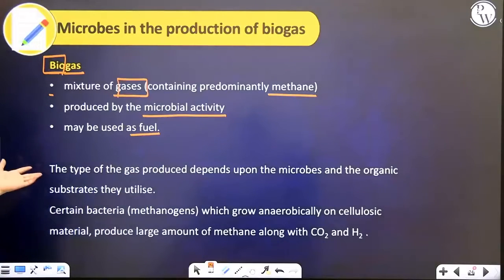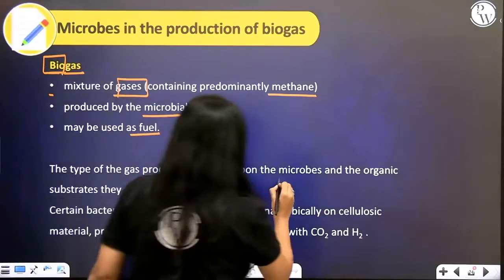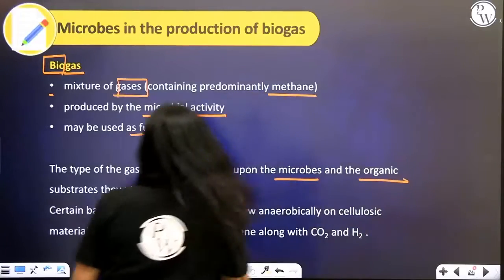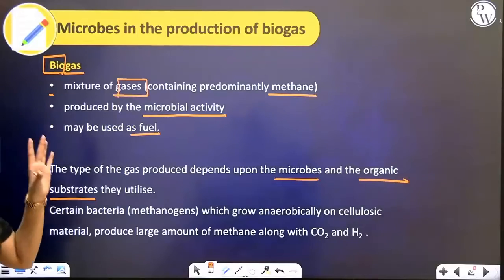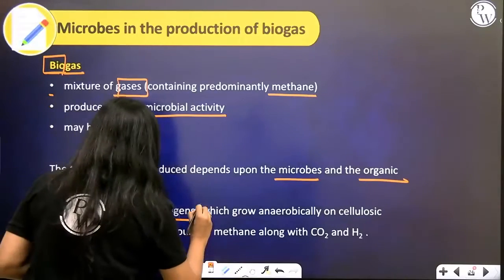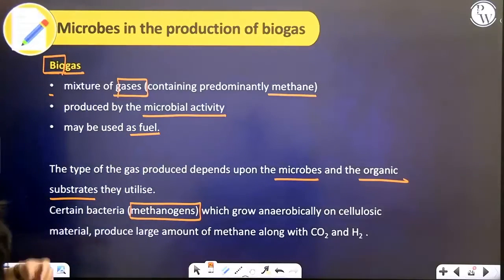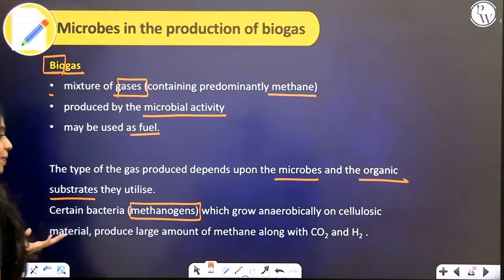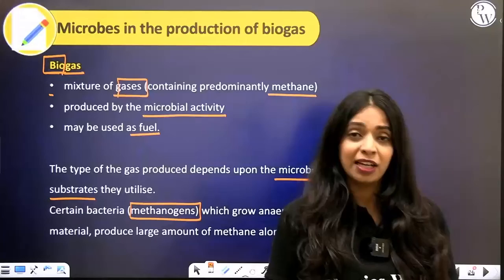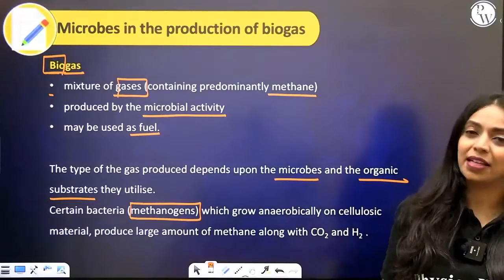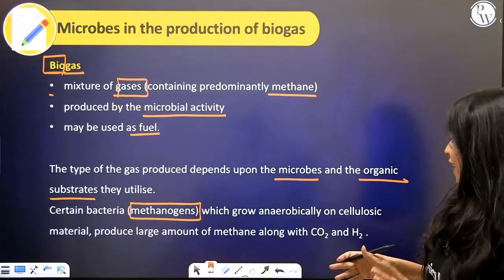The type of gas that is produced will depend on the microbes that are involved and what is the organic substrate that they utilize. You've learnt about methanogens under archaebacteria in biological classification in 11th grade, right? So what are these methanogens? Methanogens are those bacteria that anaerobically grow and they generate methane. That's why they're called methanogens, right?